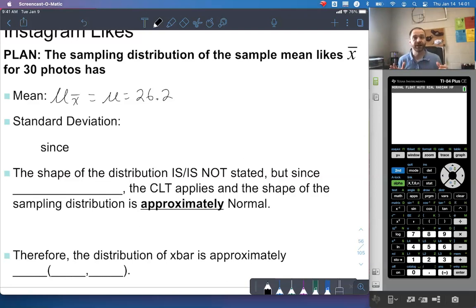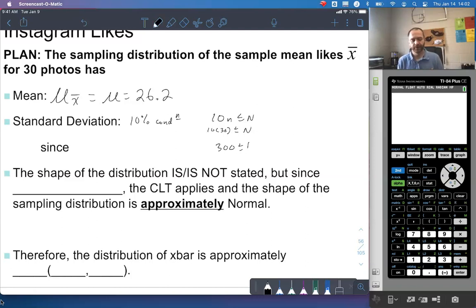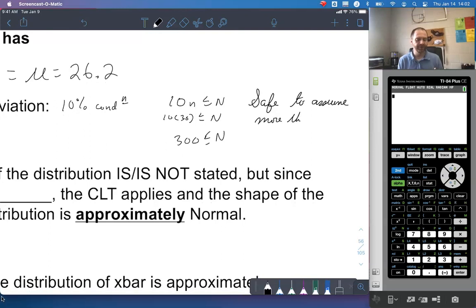Now, spread deals with our standard deviation. However, I'm going to find this first: I want to make sure I have the right idea. I know I'm going to check my 10% condition. Is 10 times my sample size smaller than my population? So 10 times 30, is that less than or equal to my population? So is 300 less than or equal to N? And in this case, let's think about that. Are there more than 300 photos on Instagram? And yes, there are. And you have to make this statement. It is safe to assume that there are more than 300 photos on Instagram.